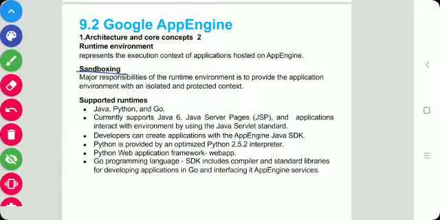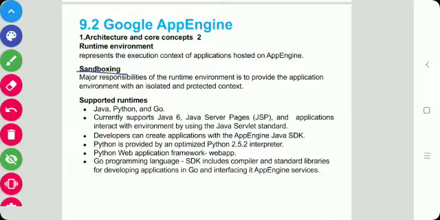Sandboxing is one of the major responsibilities of the runtime environment: to provide the application with an isolated and protected context so that unauthorized access cannot be done to the runtime environment. For that purpose, sandboxing technology is used, in which the application can execute without causing a threat to the server or being influenced by other applications. So it provides the application with a sandbox. A sandbox is a technology which is isolated from other environments so that it cannot be influenced by other applications.